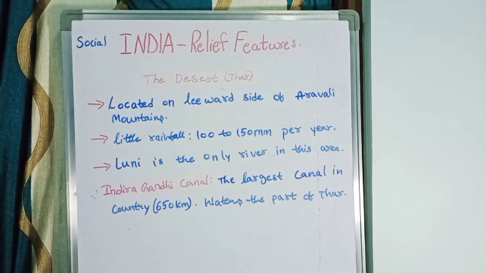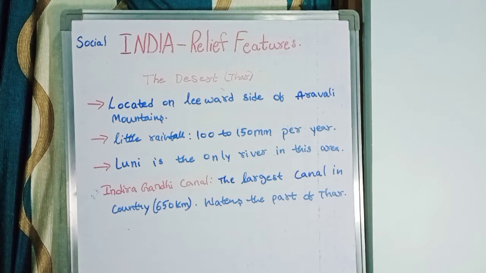The next is the desert, Thar. It is located on the leeward side of the Aravalli Mountains. It has little rainfall, ranging from 100 to 150 mm per year. The Luni is the only river in that area.